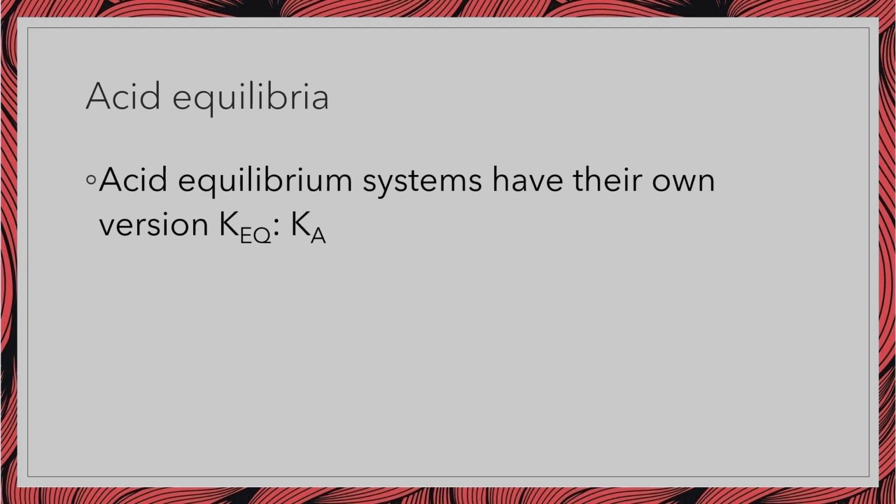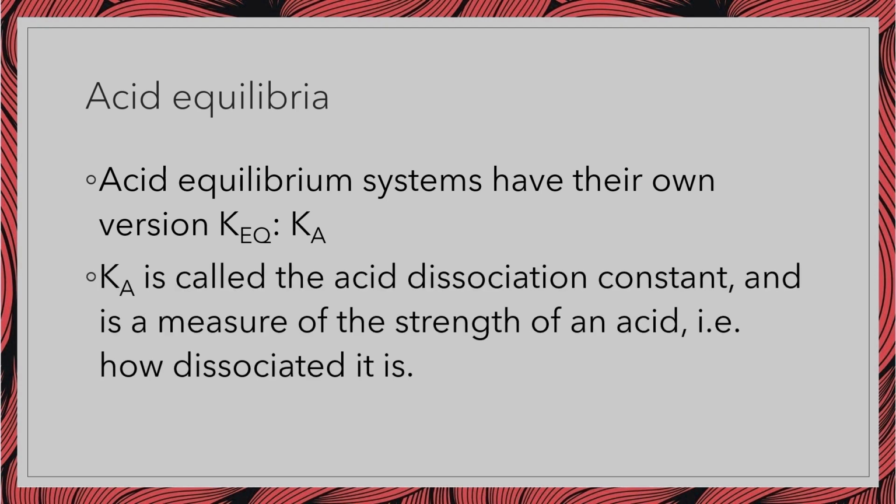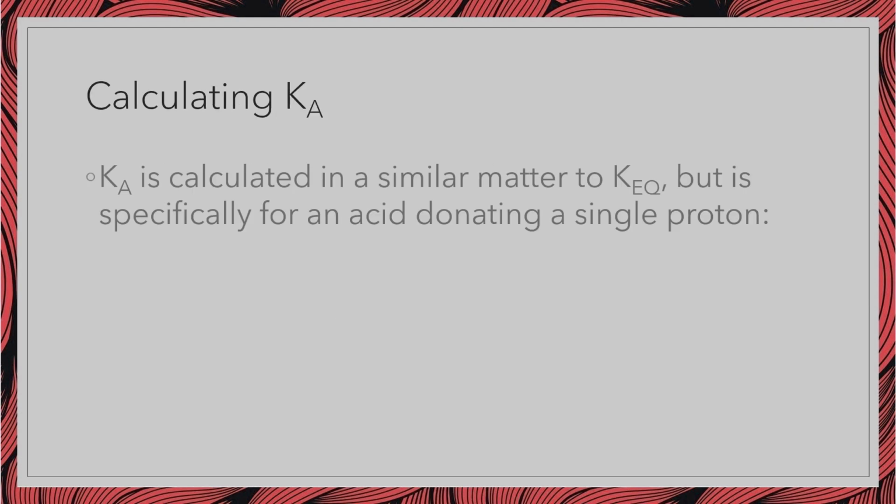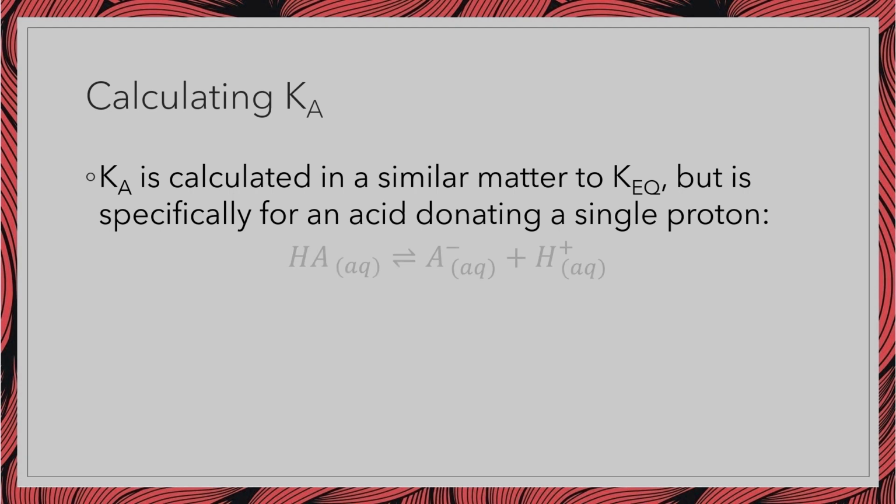In acid equilibrium systems, they have their own version of KEQ. We call it Ka. And Ka is called the acid dissociation constant. And it's a measure of the strength of an acid, i.e. how dissociated it is. So Ka is calculated very similar to KEQ, but it's specifically for an acid donating a single proton. And the key there is a single proton.